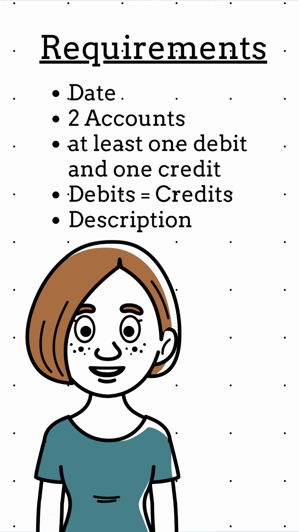Each general journal must have at least 5 things. First, the accountant lists the date of the transaction. Then, they list at least 2 general ledger accounts, one on each line. There must be at least 1 debit and 1 credit, and the total debits must equal the total credits. In addition, the accountant adds a description that will help others who review or approve the transaction to understand the nature of the transaction.